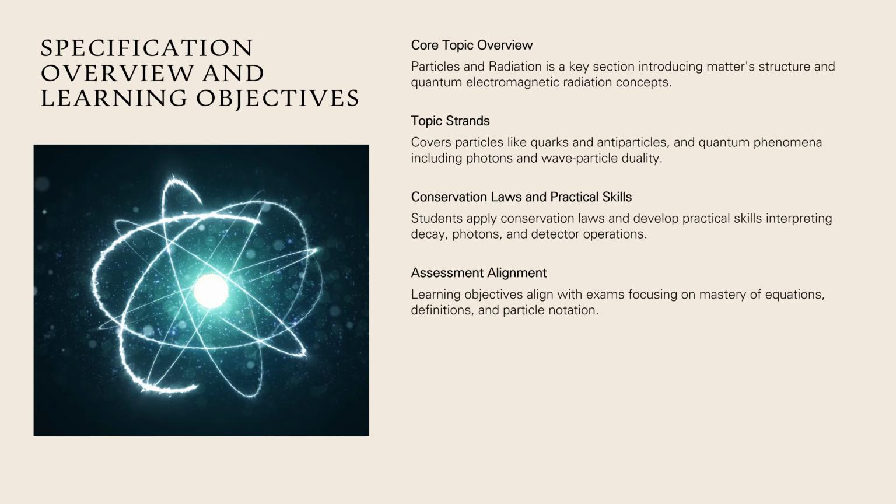Throughout this topic, students must apply conservation laws, including conservation of charge, nuclear number, and energy, particularly in nuclear and particle interactions. Practical skills are also embedded, such as interpreting decay equations, analyzing experimental evidence for photons, and understanding how detectors such as Geiger counters and PET scanners operate.